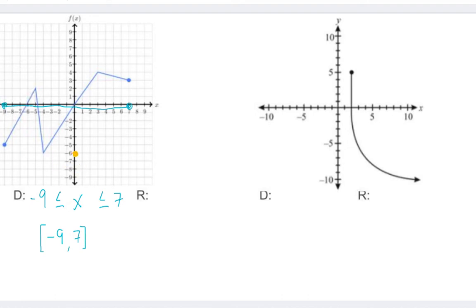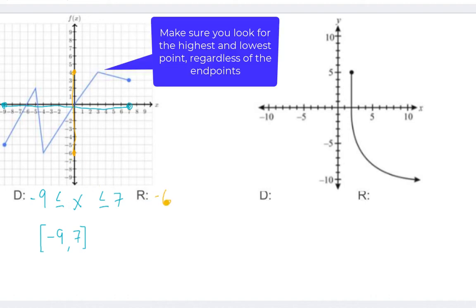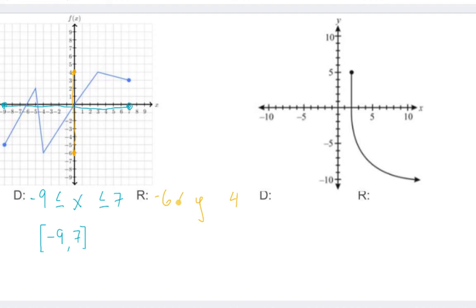So with the range, the lowest it goes is negative 6. Follow the y-axis up. That's where it ends over here, but it actually goes all the way up to 4. So we're going to say it goes from negative 6, that's the lowest it goes, up to positive 4. It's y, because it's the range, and it includes those numbers, so it's less than or equal to. So we're going to say, again, it's a bracket, negative 6, comma, 4, another bracket.